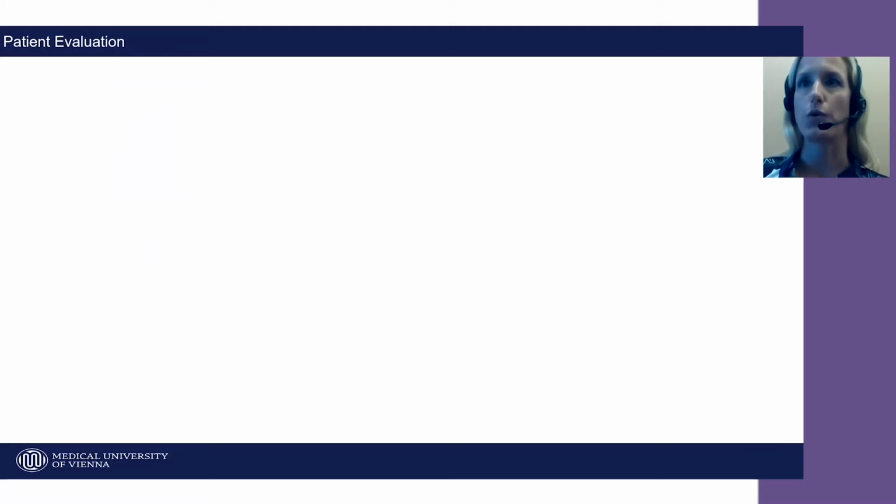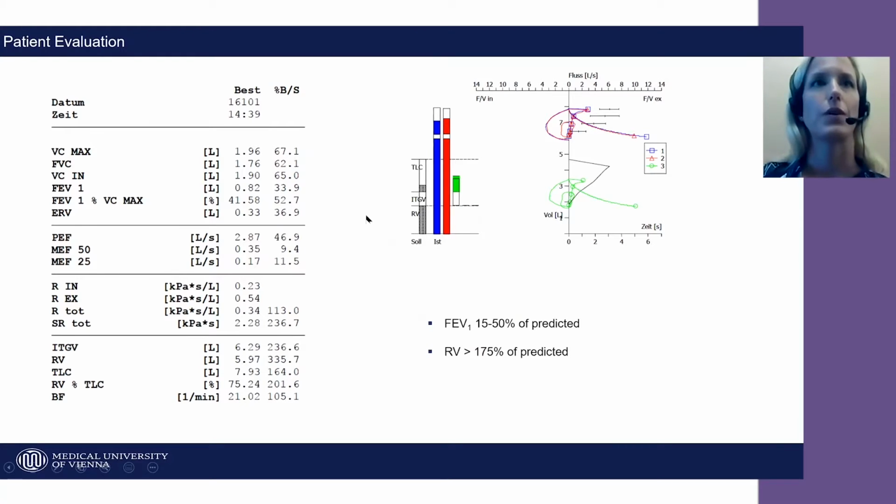In this talk, I want to focus on the patient selection. First, I want to talk about the lung function. The patients who are considered for the endoscopic valve treatment should have an FEV1 between 15 and 50% of predicted, and they should have a severe hyperinflation with a residual volume of more than 175% of predicted.